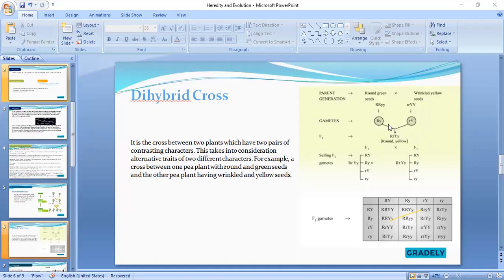So this is the F1 gamete. Round and yellow. Remember that the round is heterozygous. Capital R, small r. Heterozygous, a pair of contrasting characters. The yellow too is heterozygous, a pair of contrasting characters. That's capital Y, small y. So now look at the F1. In the F1 generation, this is it here. So we want to actually get our dihybrid, that's the F2 generation of this dihybrid cross. I don't know if you're getting it. So we already have capital R, small r, capital Y, small y. Are you getting it?